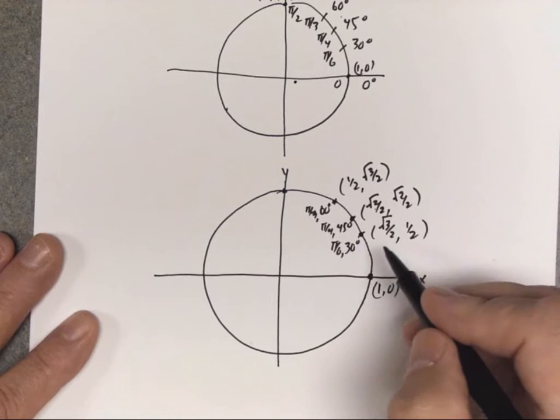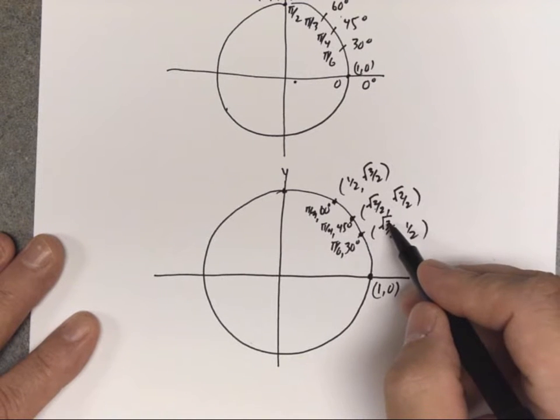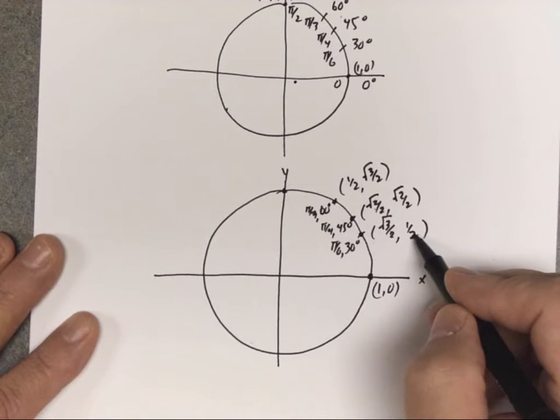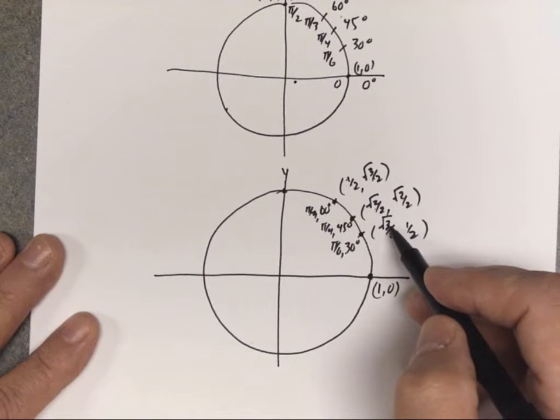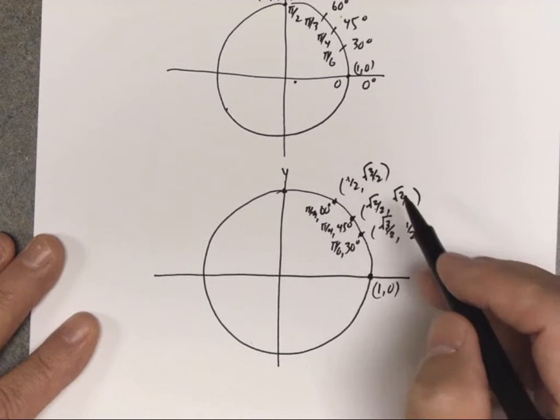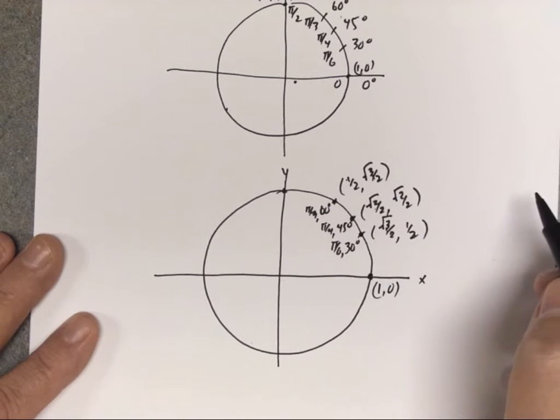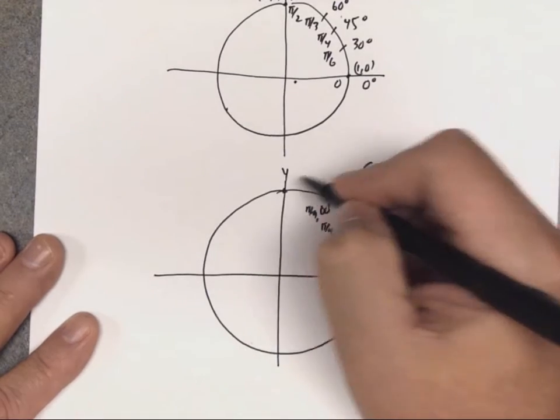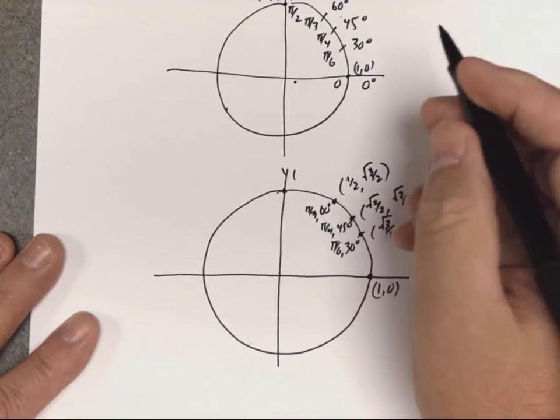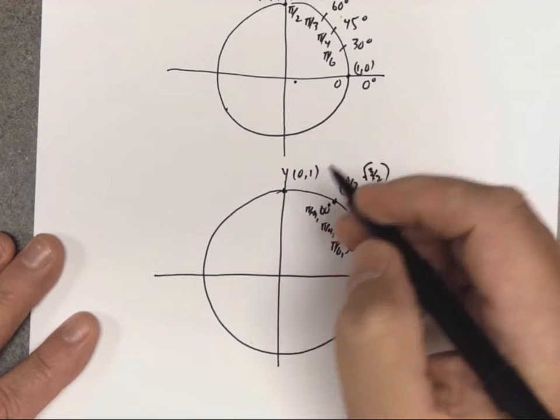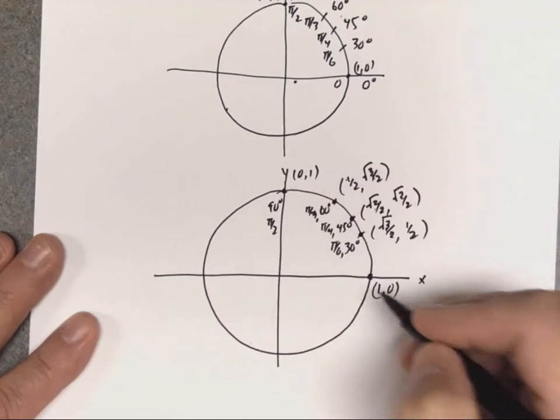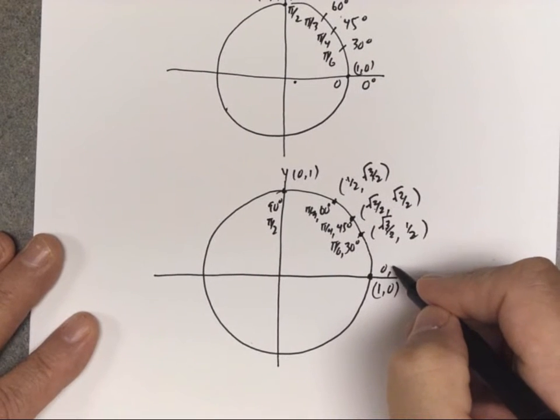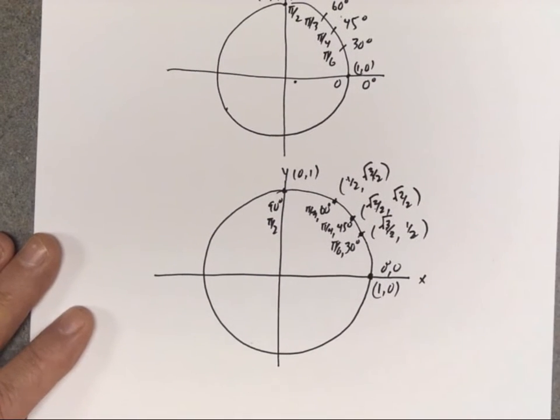What's interesting is, look at my 30 degree: square root of 3 over 2, 1/2. You go up to 60 degrees: 1/2, square root of 3 over 2. It's just a flip. The x becomes the y and the y becomes the x. And then we get here to the top, of course, and we'll call this 90 degrees or pi over 2. Of course, this is 0 degrees and 0.